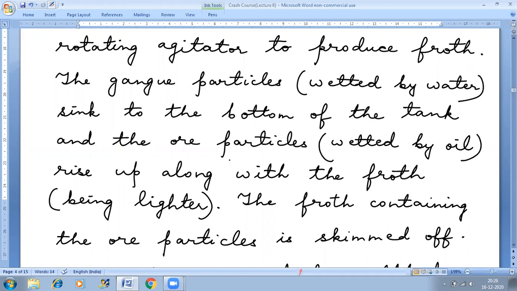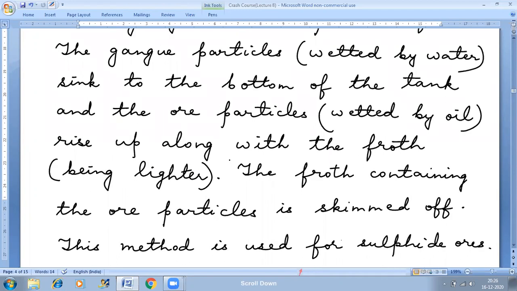So the gangue particles settled at the bottom because they were heavier. They settled at the bottom, whereas the ore particles became attached to the froth and so they rose up. Since they rose up, they were skimmed off along with the froth. So now we have separated the ore particles from the gangue. The gangue particles remained at the bottom of the tank and now they can be thrown away.